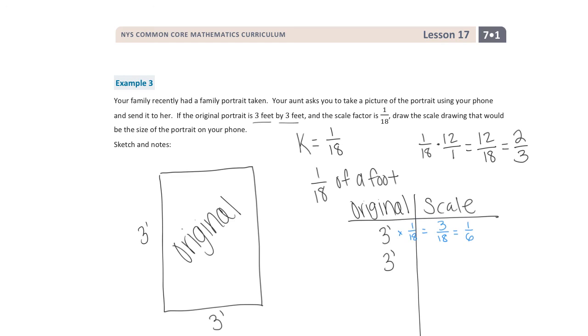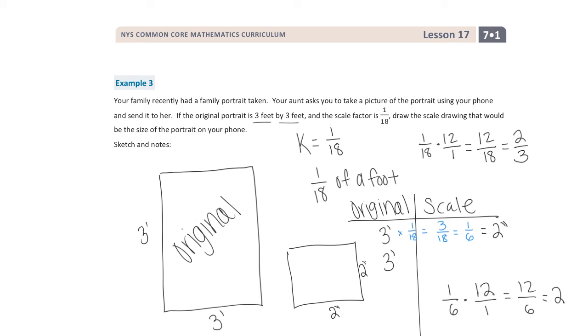Now let's solve for what 1/6 of a foot is. So we have 1/6, and we're going to multiply it by a foot, and we're going to convert it to inches. So we have 12 over 1. 1 times 12 is 12. 6 times 1 is 6. So 12 over 6 will give me 2. So in this case, we end up with a scale of 2 inches. Now we know how to draw our scale drawing, and our picture will be 2 inches by 2 inches.